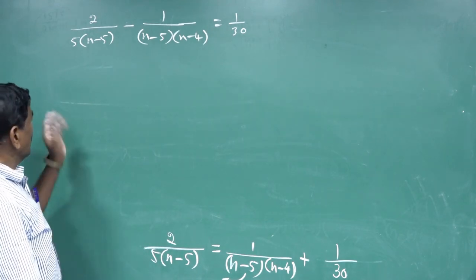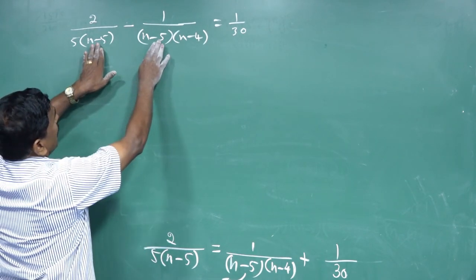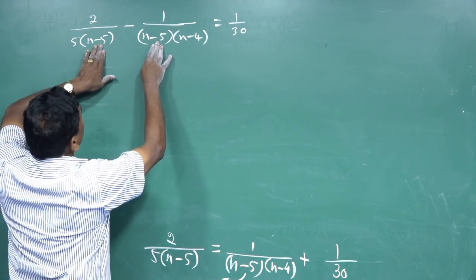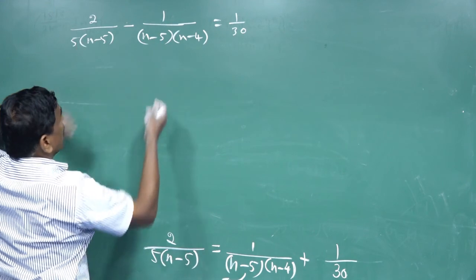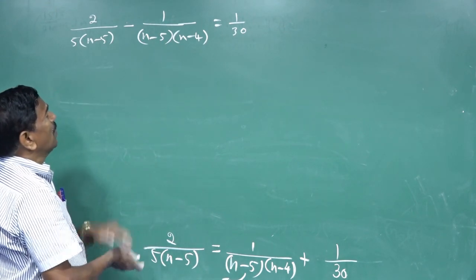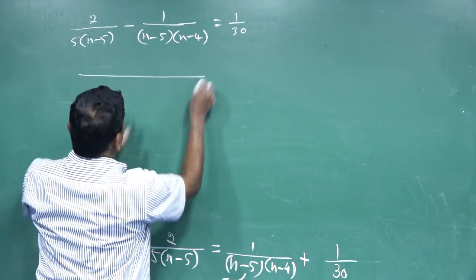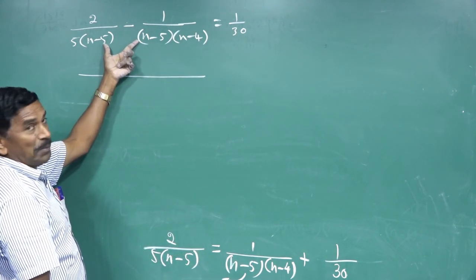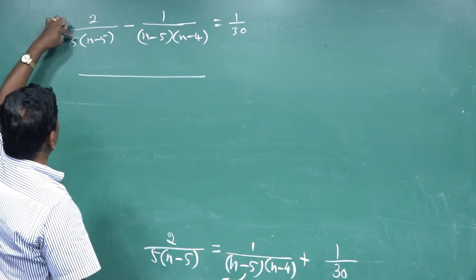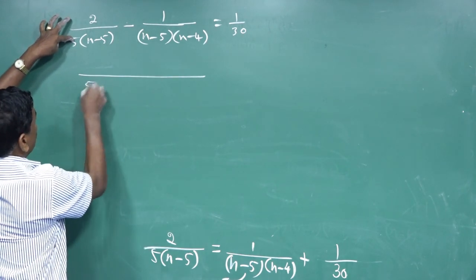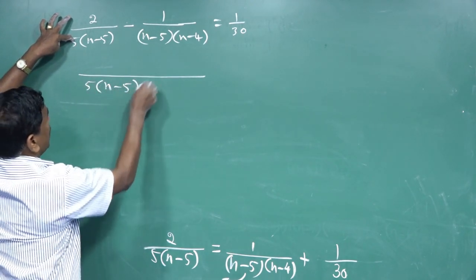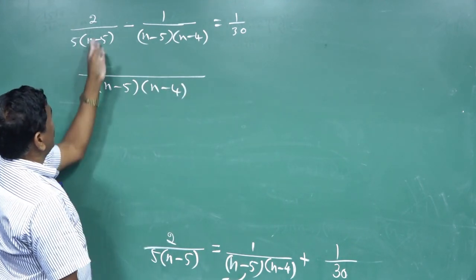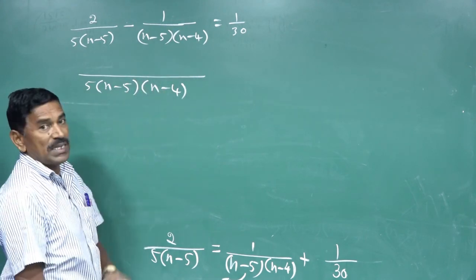Now, listen, on the left hand side, n minus 5 is present in one place, so I want to take the LCM. Can you tell me what is the LCM for the left side? Yes, n minus 5, n minus 5, so its LCM is 1 time. And here 5 is already there. So the LCM is 5 into (n minus 5) into (n minus 4).